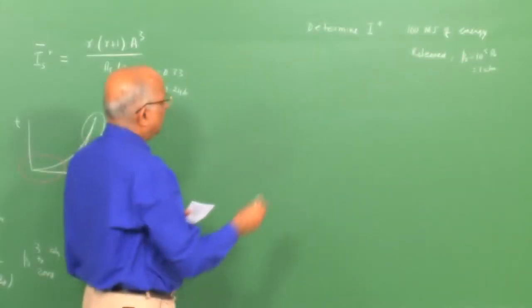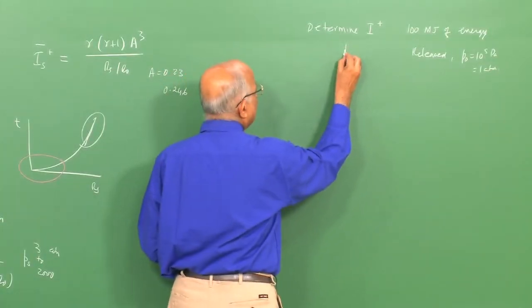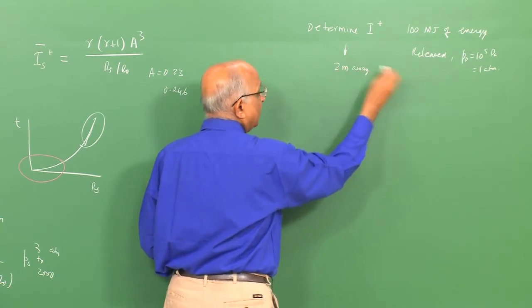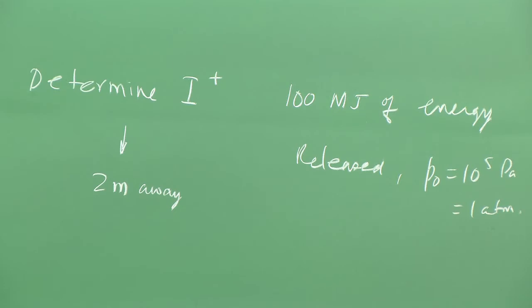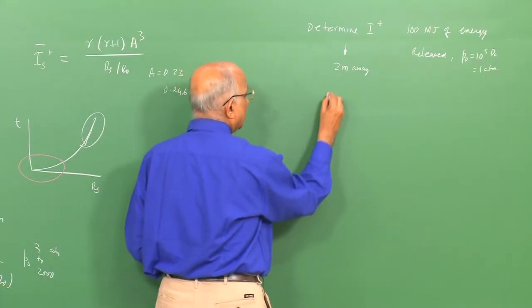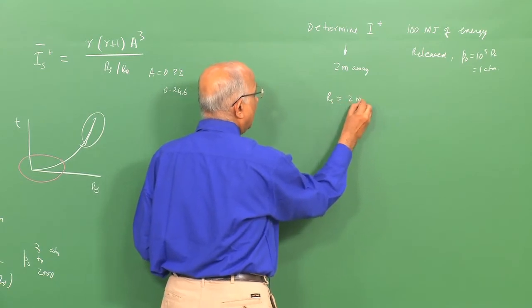I want to determine the value of impulse at a distance of, let us say, 2 meters away from the site of the explosion. Therefore, what do I do? I have to calculate this value. Well, my Rs is equal to 2 meters away.